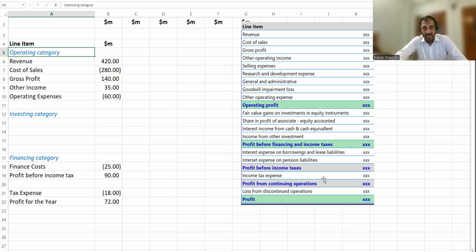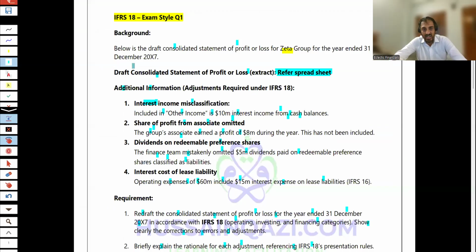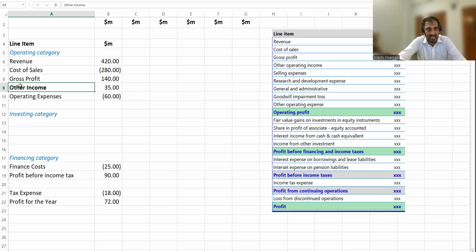Further, we have to incorporate the mandatory subtotals as well. Okay, so let's start. Number one point, interest income misclassification. That's other income. This other income should be labeled with other operating income. At least you have to mention operating.